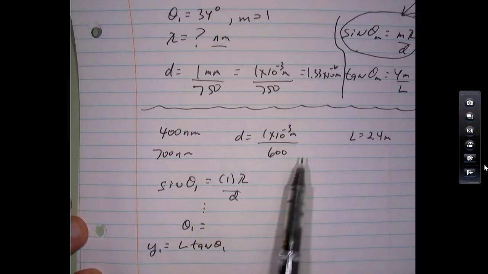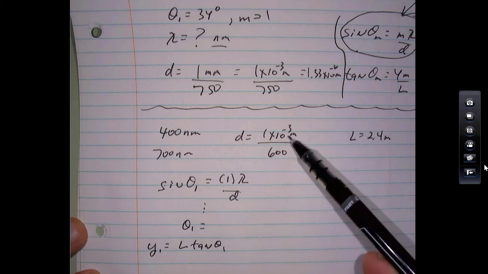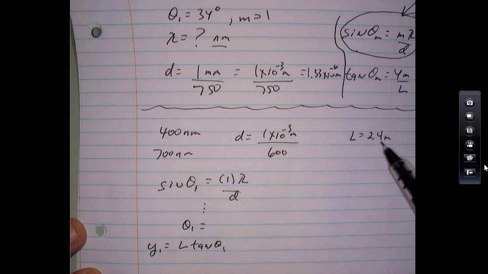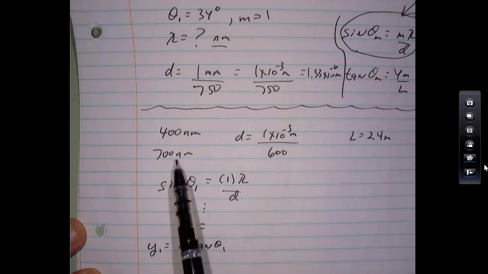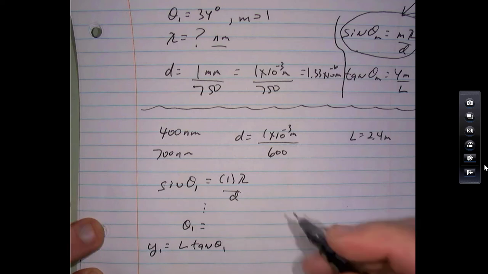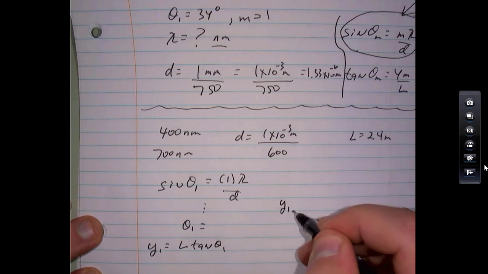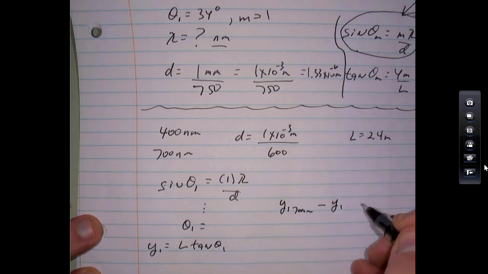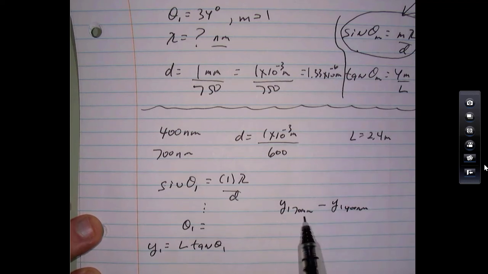For the diffraction grating, again, you need to figure out what little d is. It's 1 millimeter for 600 lines, so you have to do a little bit of work to get d. This is the distance to the screen, and we've got 400 nanometer wavelength light and 700 nanometer wavelength light. We want to take y1 of the 700 nanometer light minus y1 of the 400 nanometer light. That's what they're really asking here. You'll have a distance for the 700, a distance for the 400, and subtract those. That's part A.